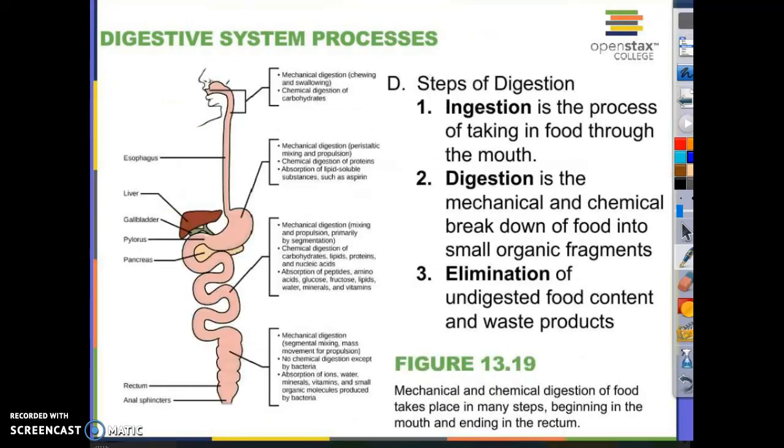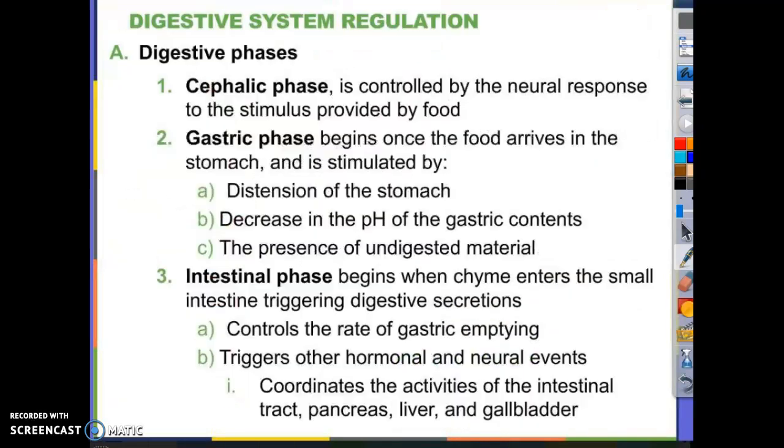Digestive system processes: ingesting, taking the food in; digestion, breaking it down; and elimination, of course, that undigested food or just waste products that leave the body through elimination. These are the three main phases of the digestive process, or digestive phases: cephalic phase, the gastric phase. Anytime we talk about gastric, we're always talking about the stomach. And then, of course, the intestinal phase.